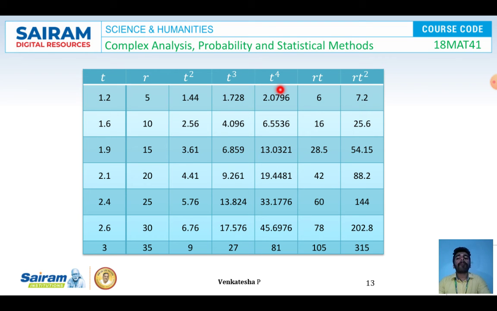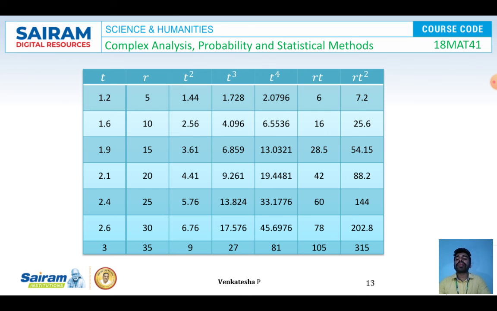T⁴. Applying power 4 for t, I got 2.0736, 6.5536, 13.0321, 19.4481, 33.1776, 45.6976, 81. Next is rt. By multiplying r into t, I got 6, 16, 28.5, 42, 60, 78, 105. Next is rt². Multiplying r with t², I got 7.2, 25.6, 54.15, 88.2, 144, 202.8 and 315.